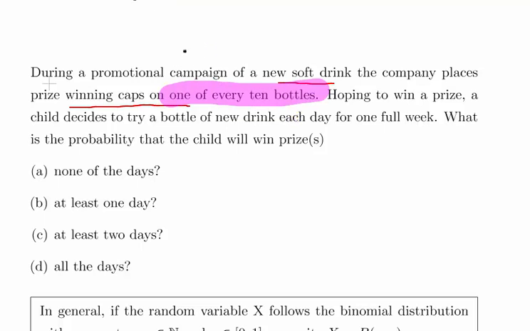So the probability of a success is 1 in 10, and winning a prize is the success. That's our success. So we're starting to feel it's a binomial distribution already. Hoping to win a prize, a child decides to buy a bottle of the new drink each day for 1 week. So what is the probability that the child will win some prizes?